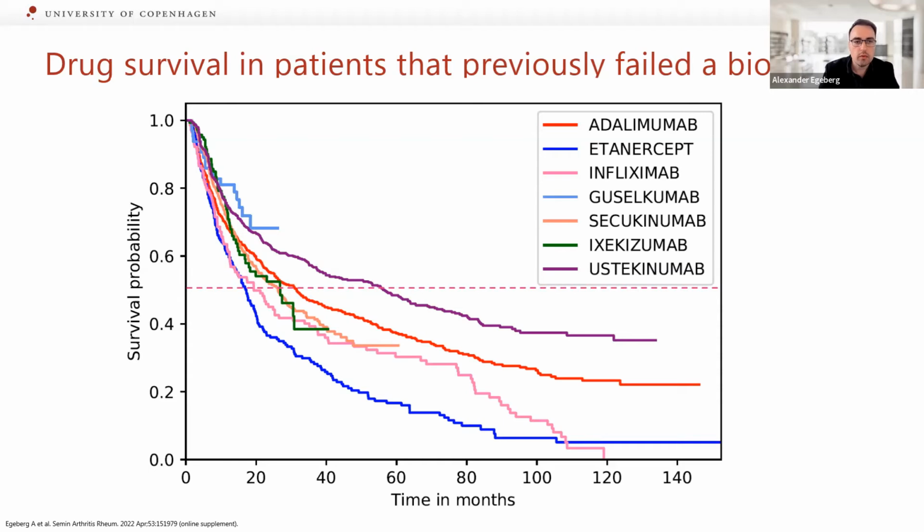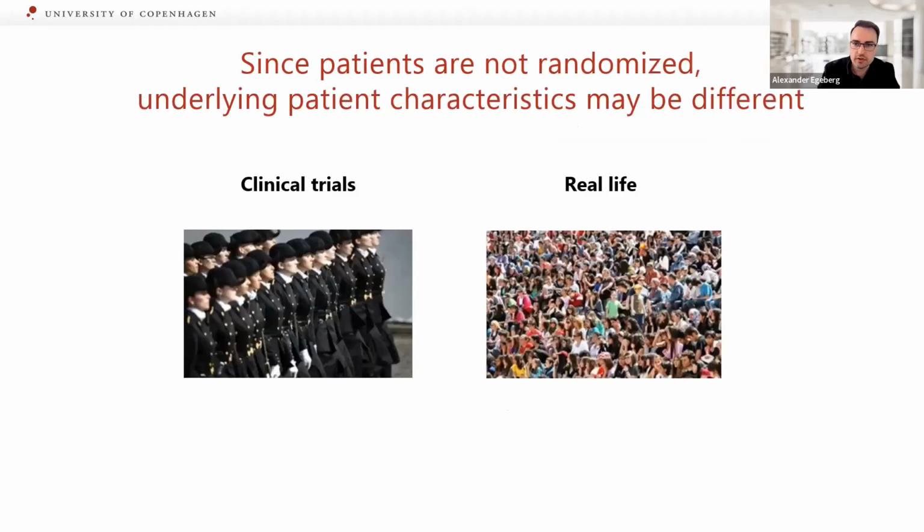Now, when we look at this, we can see differences, and we can see that newer biologics tend to perform slightly better than the older biologics. But again, we know here that this is not a randomized trial. These patients have different patient characteristics.